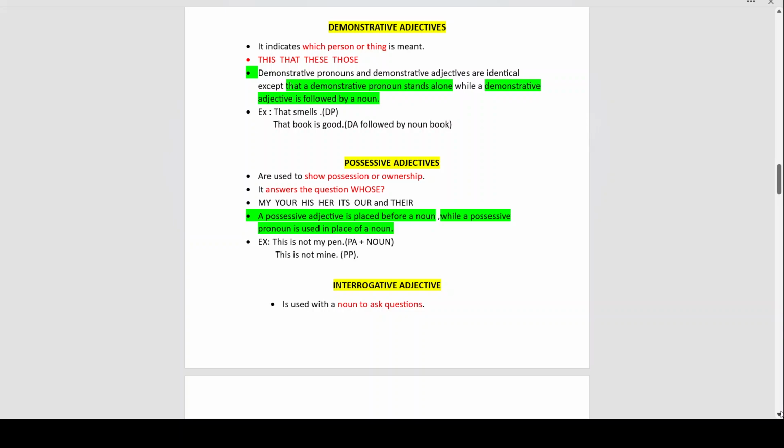If it is followed by a noun, then it is a demonstrative adjective. Otherwise, it is just a demonstrative pronoun. Keep this in mind, children.